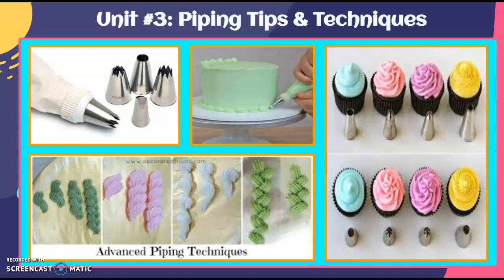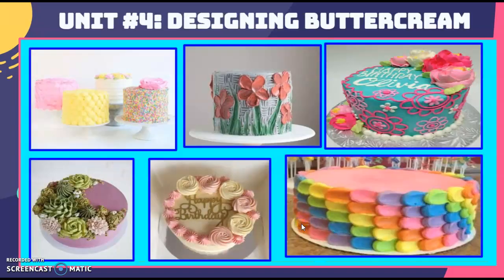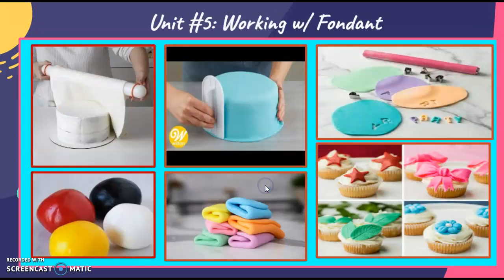In unit number 3, you're going to be working with your piping tips. You will be learning all about the different tips, and then you'll have several days to practice these tips on parchment paper, just to get familiar with the techniques. Then in unit number 4, you'll be designing a couple of different buttercream cake designs. You will also be looking at cake decorating trends. You will make a tray cake, and then you will take your designs and put them into action. And you can do any designs that you want with buttercream.